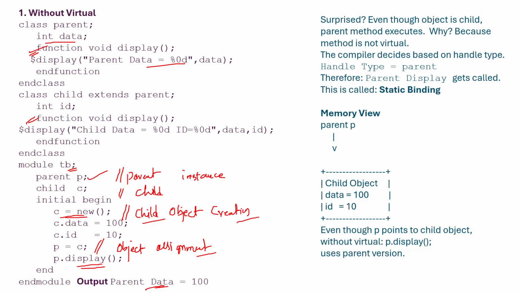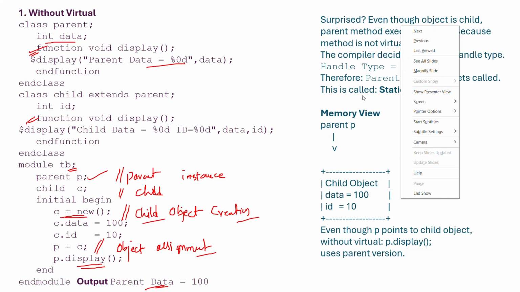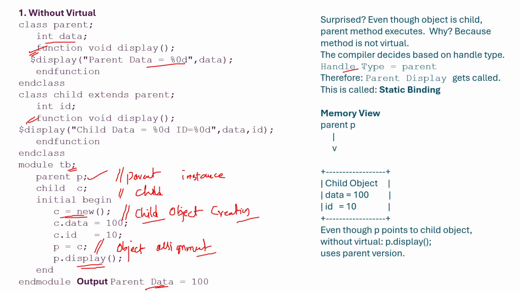Okay, no problem. I will explain from the basics. The compiler decides what the handle is. The compiler tells you where your handle is. The handle type is parent. Then, with parent type, we get the parent display. This is called static binding.